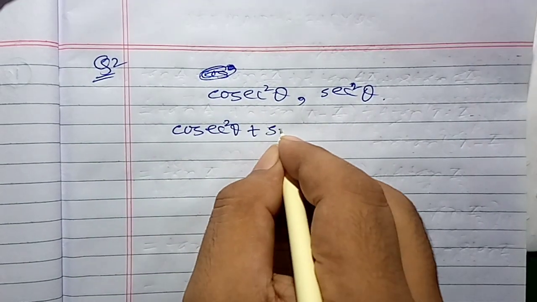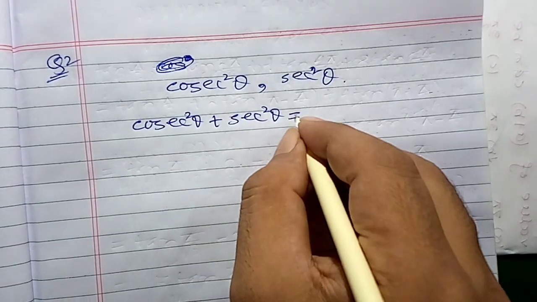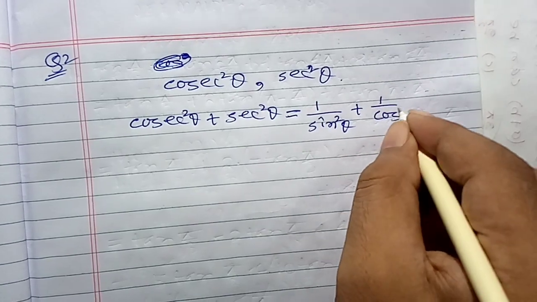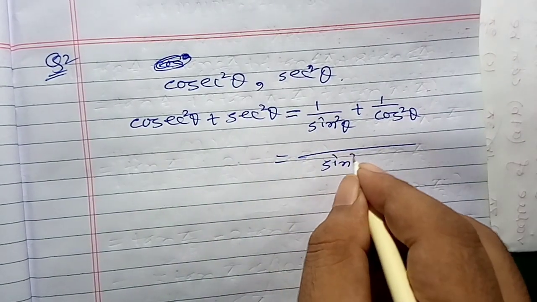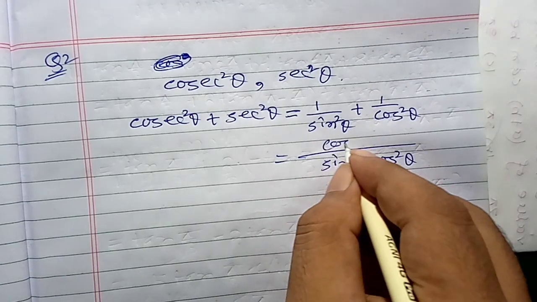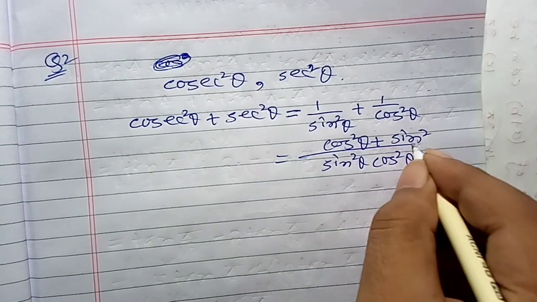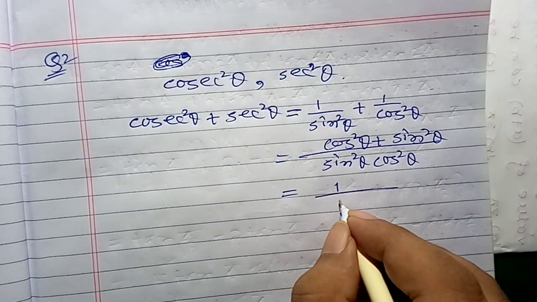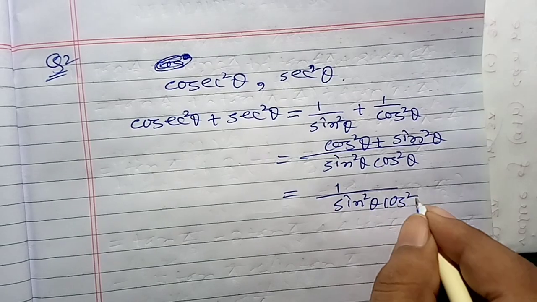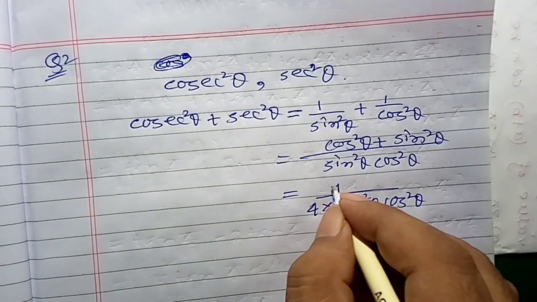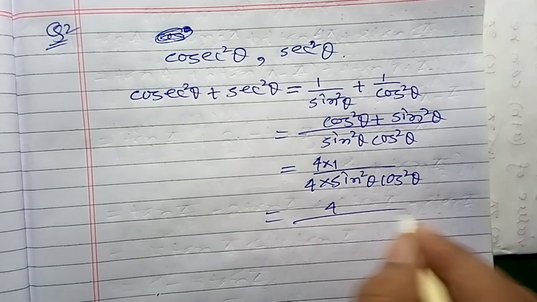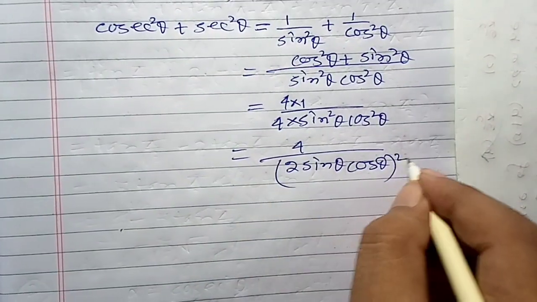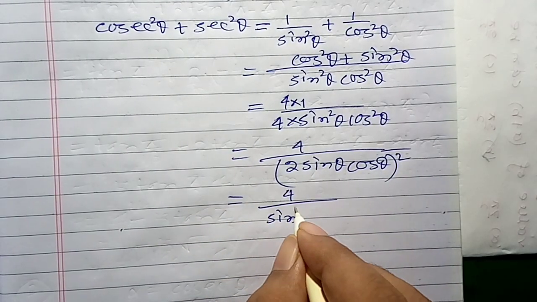So cosec square theta plus sec square theta will give 1 upon sin square theta plus 1 upon cos square theta. This will be over sin square theta into cos square theta. The numerator will be cos square theta plus sin square theta, whose value is 1, over sin square theta cos square theta. Now multiply this with 4 on top and bottom. This will be 4 over 2 sin theta into cos theta whole squared. This will be 4 over sin squared 2 theta.